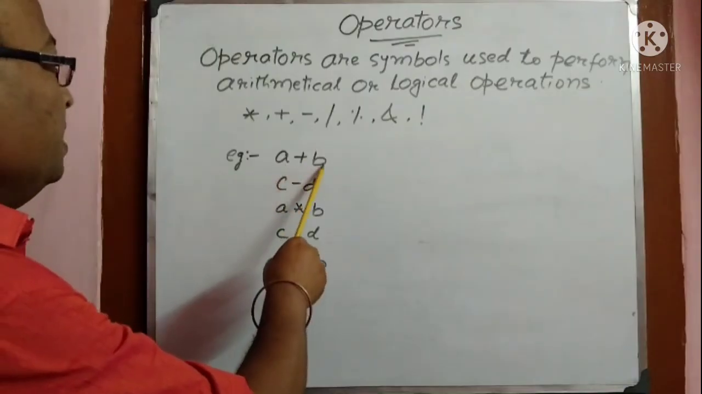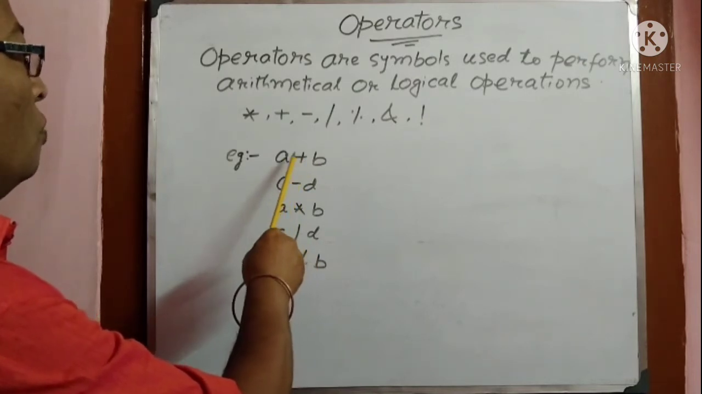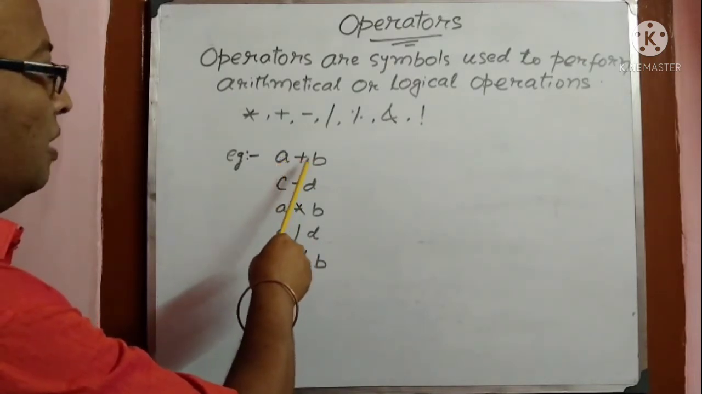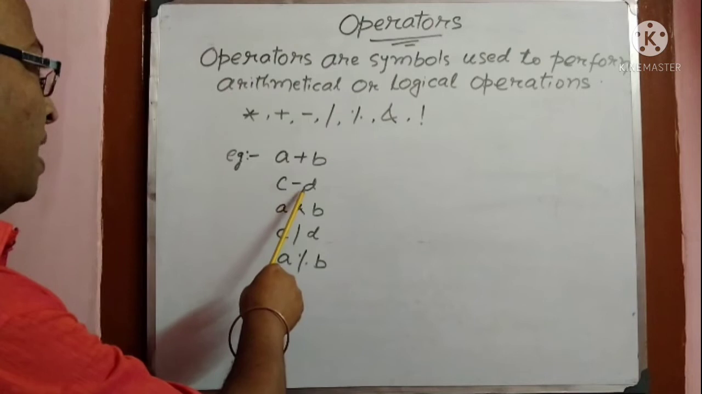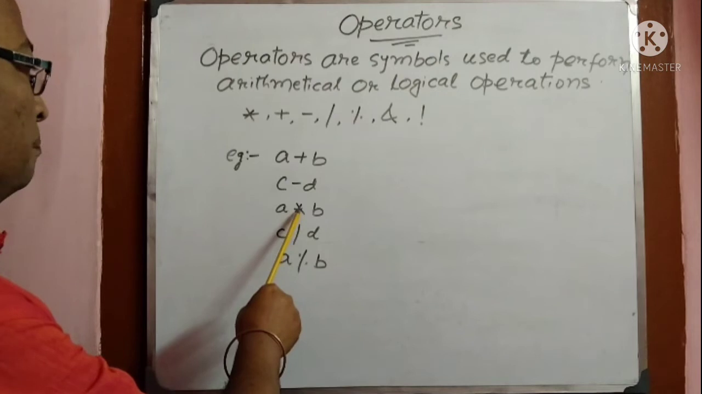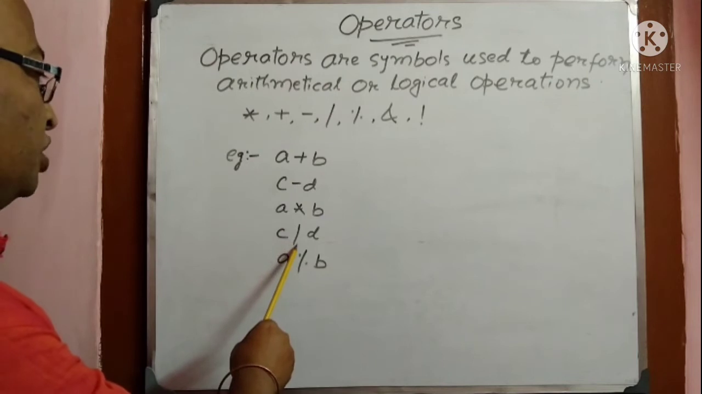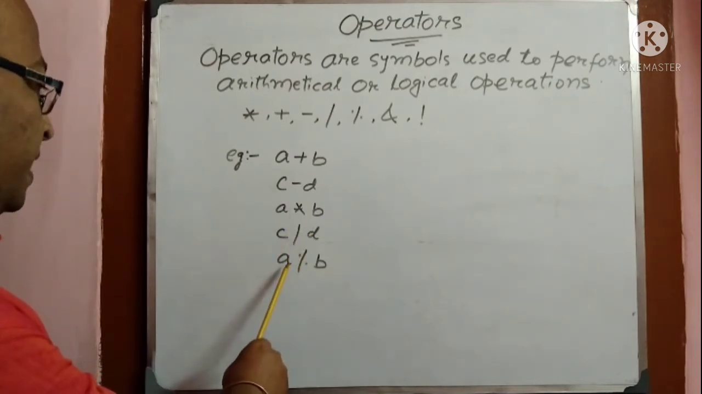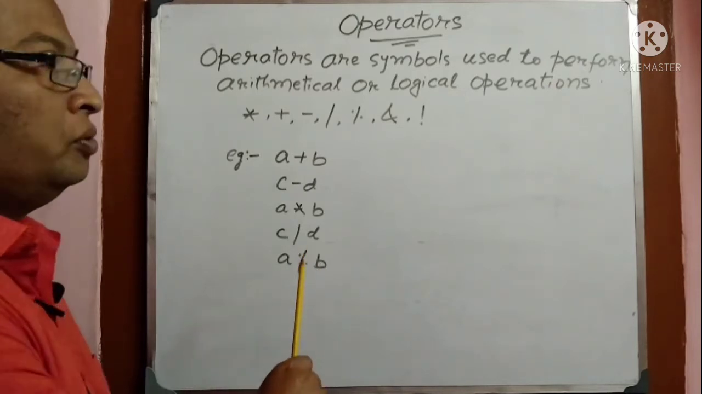A and B are the variables and plus is the operator, which will add the values of A and B. Similarly, C minus D, then A asterisk B will return the product of A and B. Then C, this is the division operator, slash D, and A modulus B. So this is again an operator. I will show you just right now in the program. Okay, we will now do a simple program on operators.